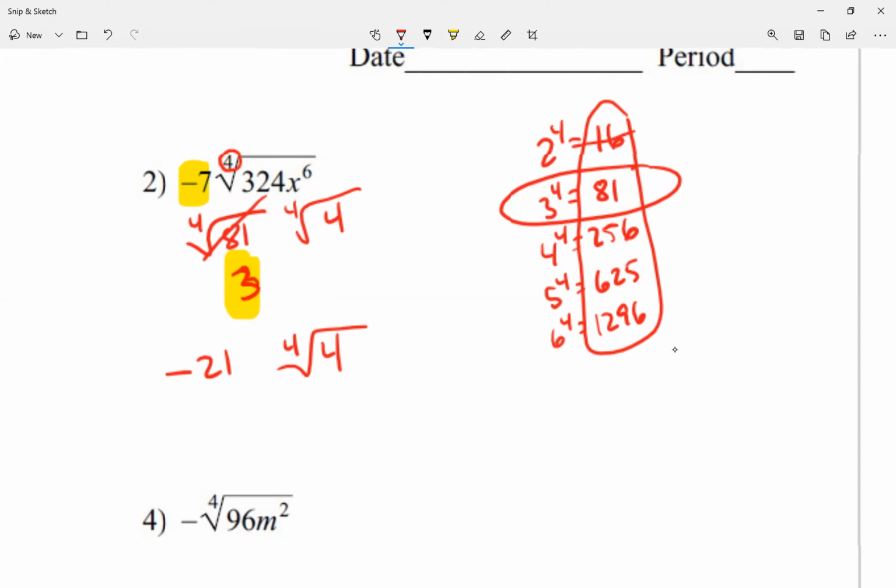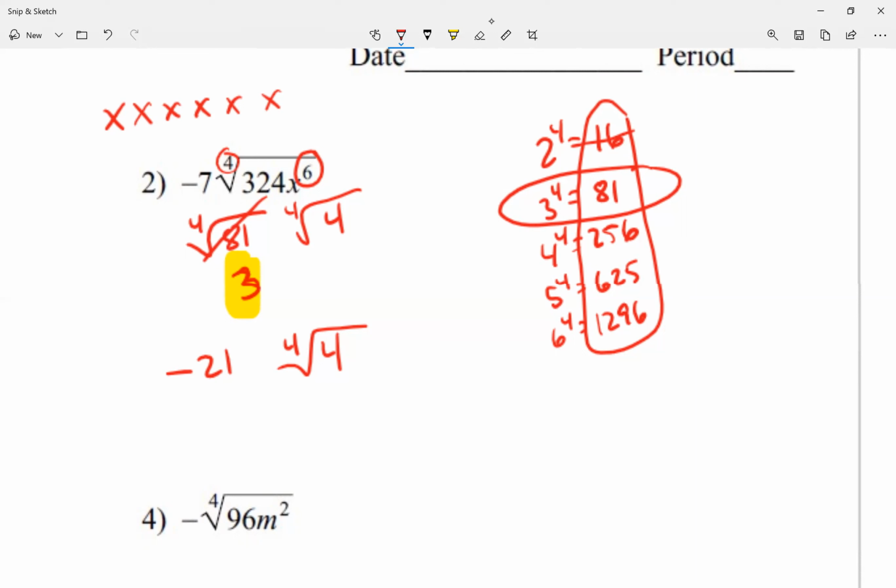Now letter-wise, I said earlier, in order for part of my letter to come out, my exponent, let me emphasize, the exponent on the inside is 6. The root is 4. In order for a letter to come out, my exponent has to be bigger than the root, which in this case it is. Let me write, because it's x to the 6, let me write my x 6 times. 1, 2, 3, 4, 5, 6. If it was x to the 7th, write it 7 times. X to the 6th, just write it 6 times.